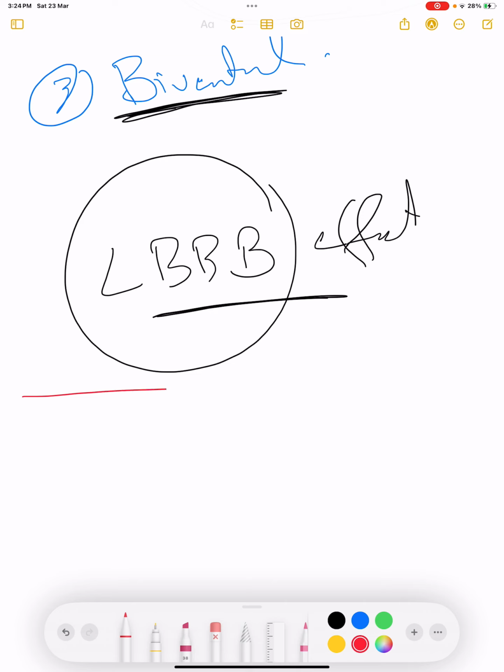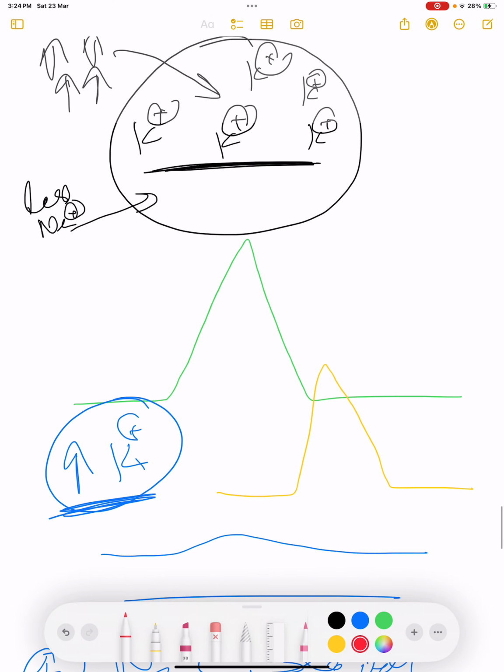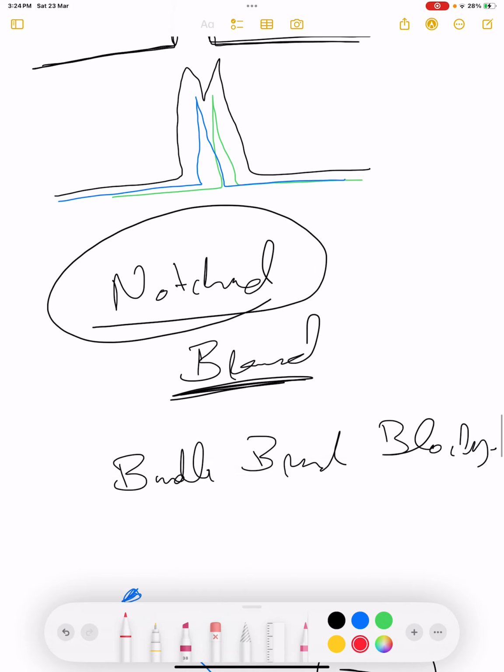Okay, so these were some of the causes of broad QRS complex. Starting from the beginning: abnormal conduction, that is AVRT, orthodromic and antidromic types of AVRT, hyperkalemia, sodium channel blocker, and pacemaker potential. And the fifth one is bundle branch block.